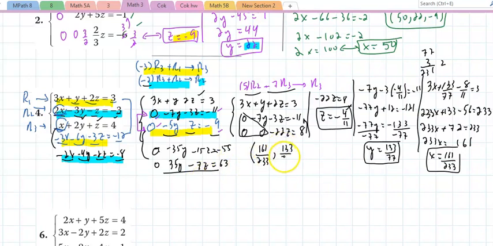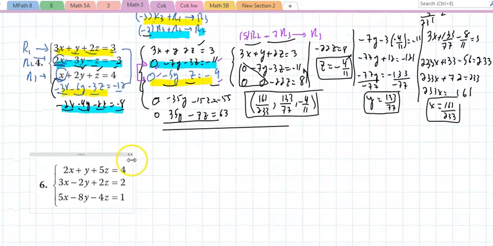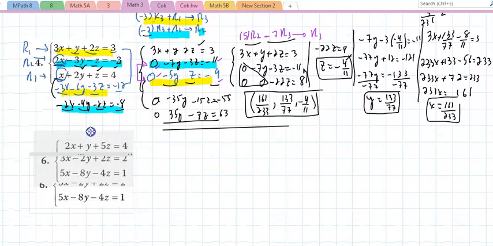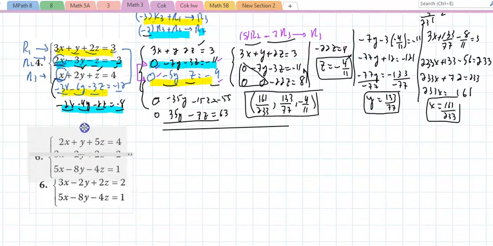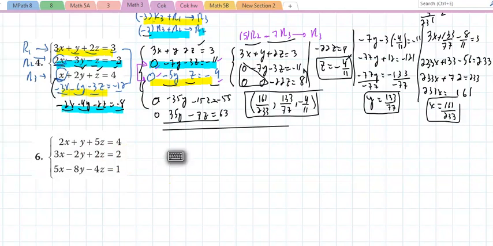133 over 77. Those numbers are bizarre, but I might have made a mistake. But the process is really what we're after mainly. The chances of making a mistake is very high. I get a solution for that one as well. Now I get to number 6, and it's the same thing.